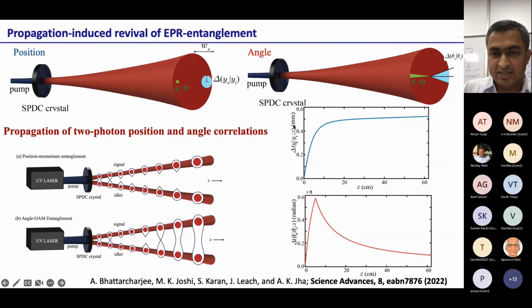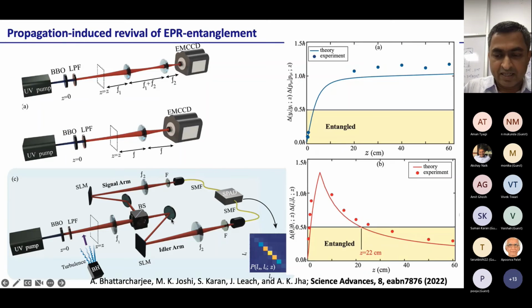So here is the conditional position uncertainty as a function of Z. Entanglement gets lost right around here, within 10 centimeters, and then it remains like that. But for angle and orbital angular momentum, of course it gets lost, but then it comes back, and after that the curve is monotonically decreasing. So this was a very nice result. This is theoretical. Now we did the experiment for that.